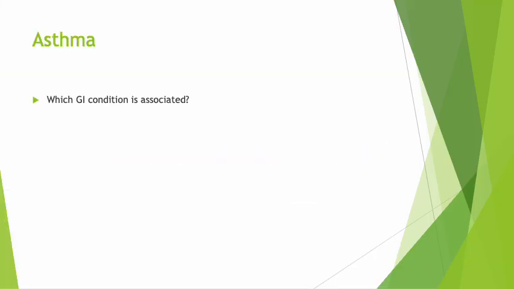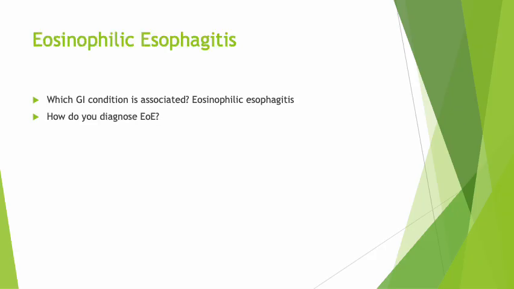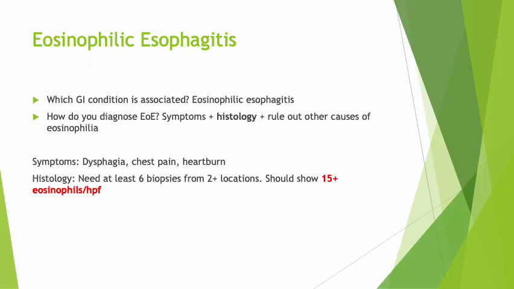So starting off, which GI condition is going to be associated with asthma? The answer for this is eosinophilic esophagitis, or EOE. And how do you diagnose EOE? So the answer is going to be a combination of symptoms, which might be things like dysphagia or heartburn, and histology. You also need to rule out other causes of medication-induced eosinophilia, but on your test, you'll most likely get something like a young patient who has dysphagia and a history of asthma or atopic skin conditions, and you'll get that histology, which is showing that 15 plus eosinophils per high power field result.